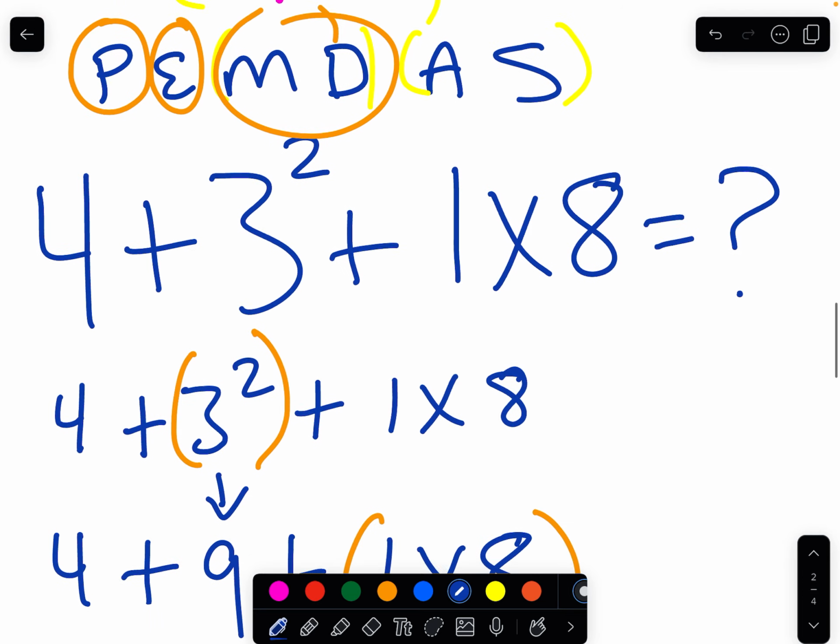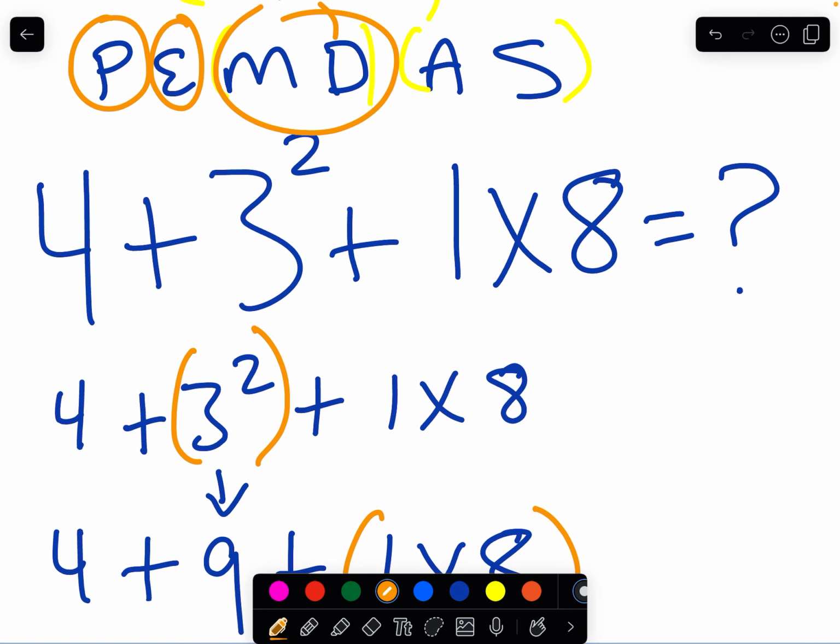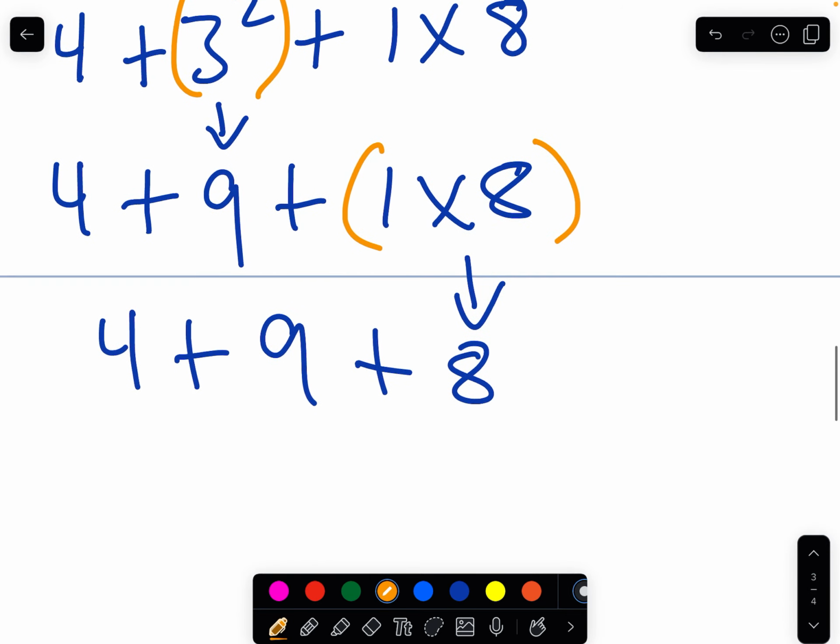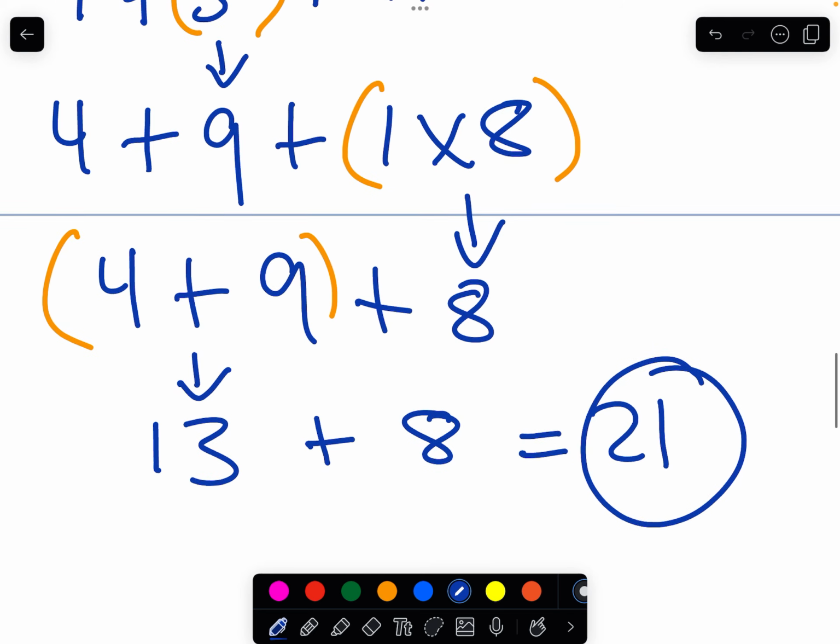Now going back, I did all my multiplication and division. Now, is there any addition and subtraction? There sure is, but I have to remember to do it left to right for good practice. Even though here it wouldn't actually make a difference, I'm going to do it anyway because it's good practice. So what is 9 plus 4? 9 plus 4, that's 13, plus 8, well, that equals 21. And there is my answer. 21 is my answer to the equation.